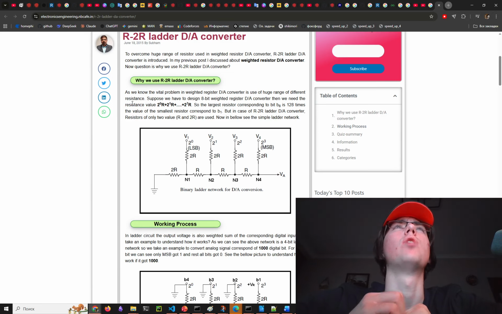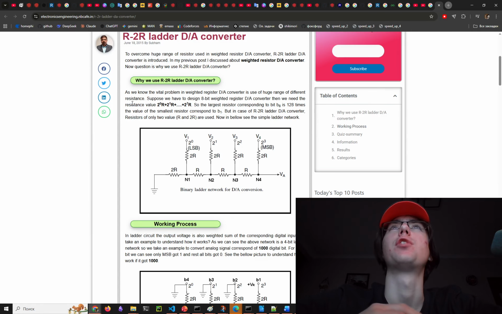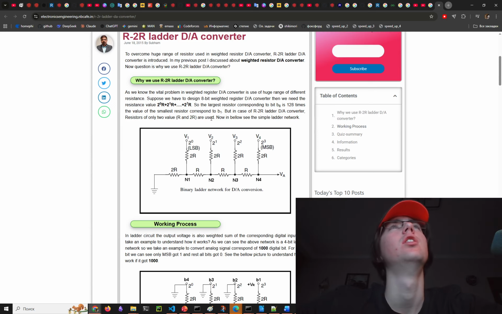Okay, so why do we use an R-2R ladder DA converter? As we know, the vital problem in the weighted resistor DA converter is the use of a huge range of different resistance values. Suppose we have to design an 8-bit weighted resistor DA converter, then we need the resistance values of 2 to the power of 0 times R, plus 2 to the power of 1 times R, etc.